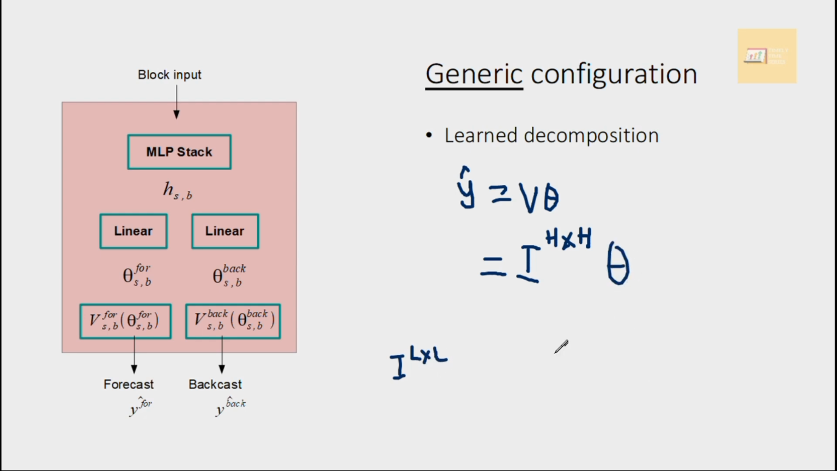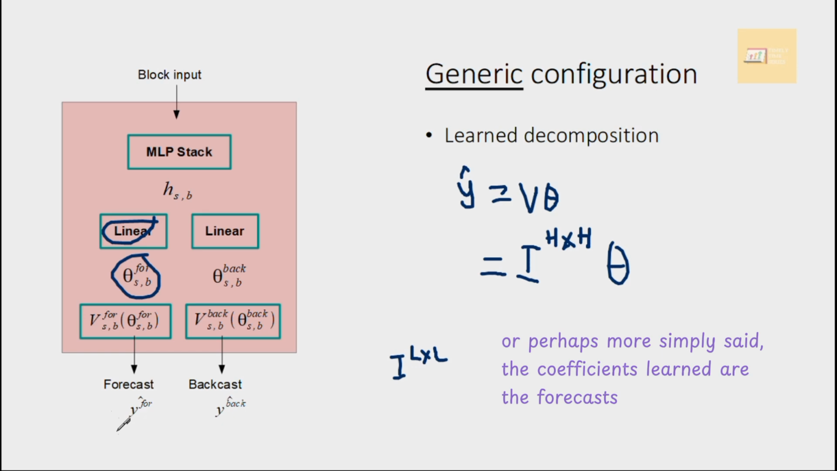We do know what an identity matrix is. It's very easy, right? So what is this telling us? Basically, it's telling us that whatever we learned in the linear activation layers, we use all the coefficients learned to generate the forecast.